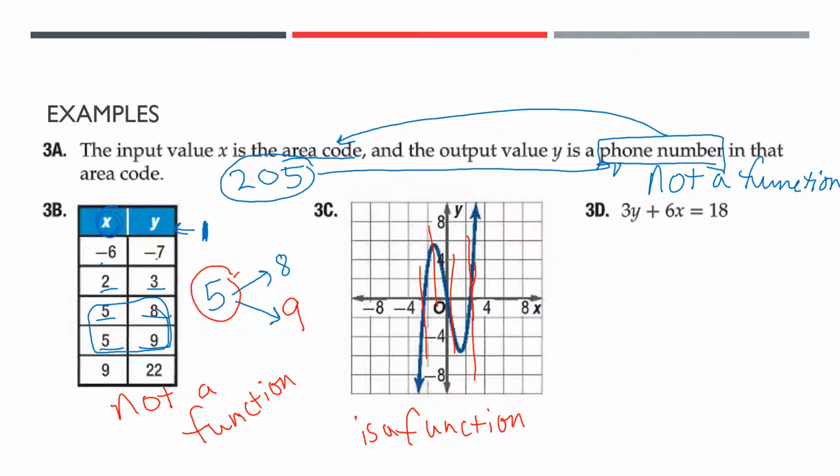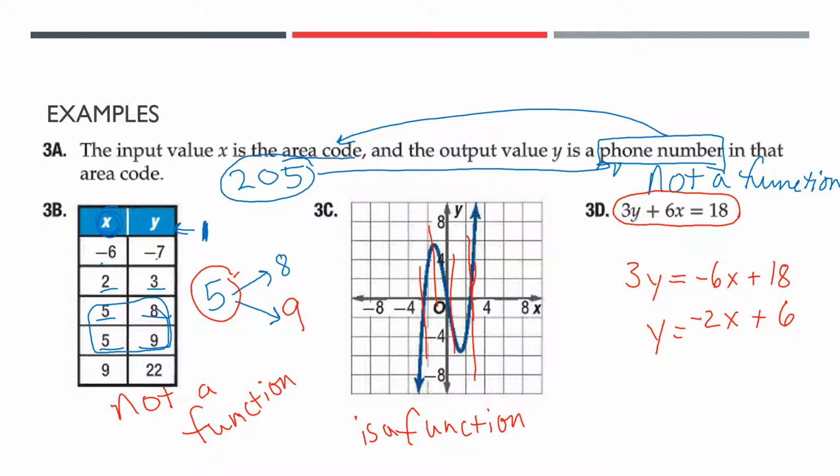And then finally, this one. To know if this is a function, I need to solve it for one of the variables and see if as I solve it, I only can get one answer. So I'm going to start by moving 6x over. So I get 3y equals -6x plus 18. I need to divide everything by 3, so I get y equals -2x plus 6. This is a function because I am only getting one answer.